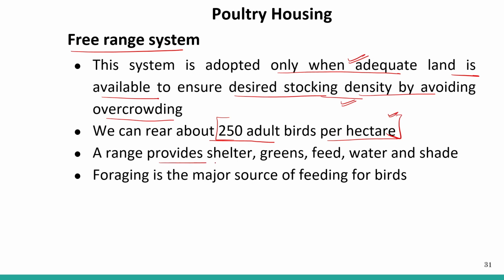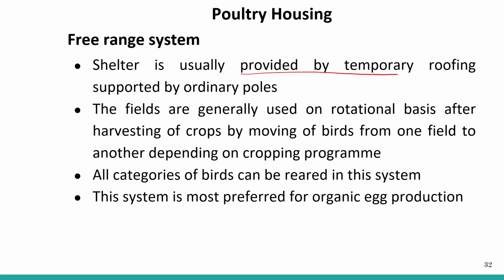A range provides shelter, greens, feed, water, and shade. So this type of system provides shelter to the birds, greens, proper feed, water, and even shade. Foraging is the major source of feeding for the birds. Shelter is usually provided by temporary roofing supported by ordinary poles. So there is a temporary roofing facility in this type of system.